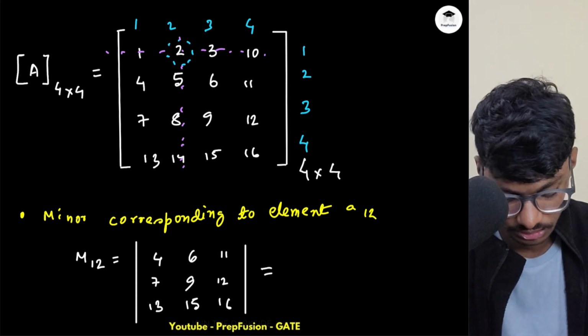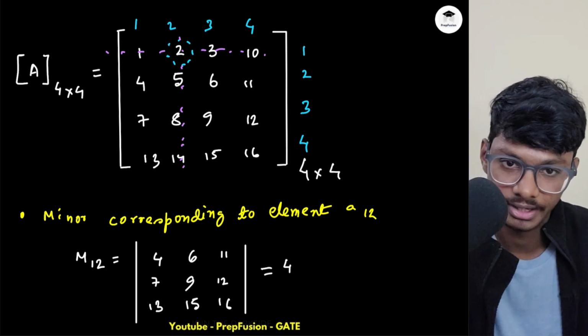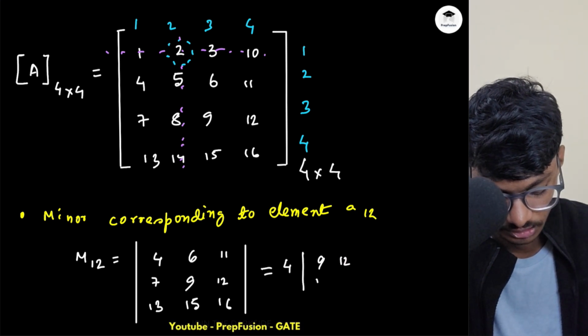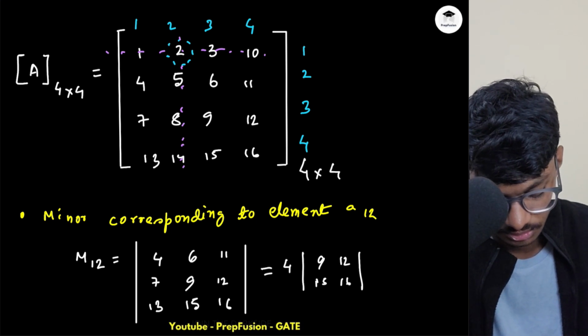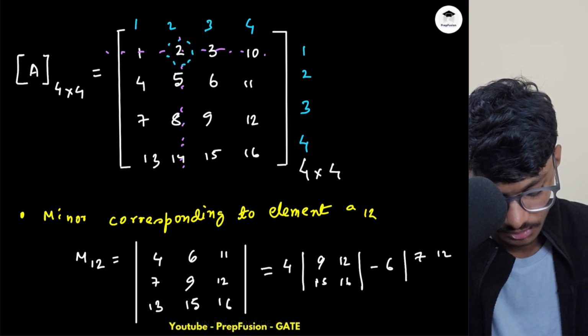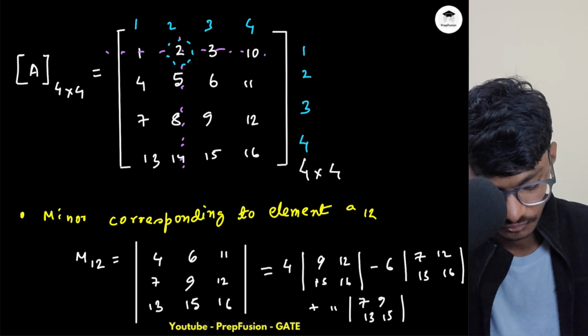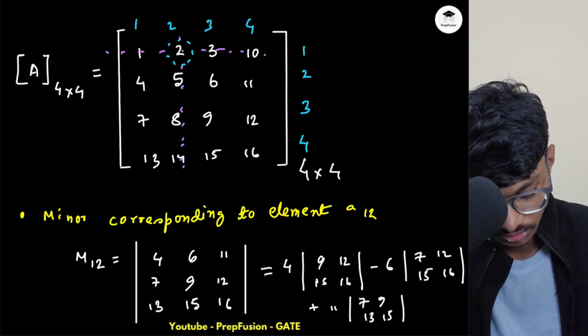So basically you can use that simple thing, 4 times, break it down into chunks. For the first few examples I will break it down into chunks. If someone doesn't understand, else you can 2x this, you can skip this part. Minus 6 times the determinant of 7 12, 13 16, plus 11 times the determinant of 7 9, 13 15. This is 15 only, right? Yes, this is 15 only.